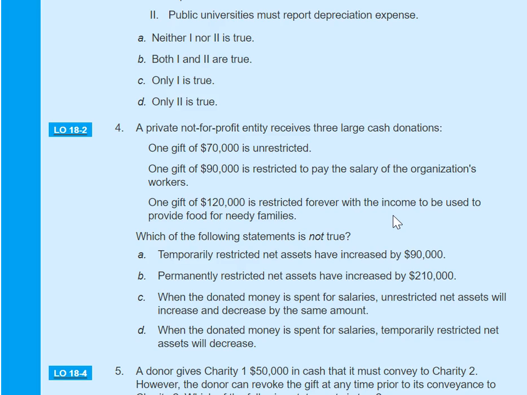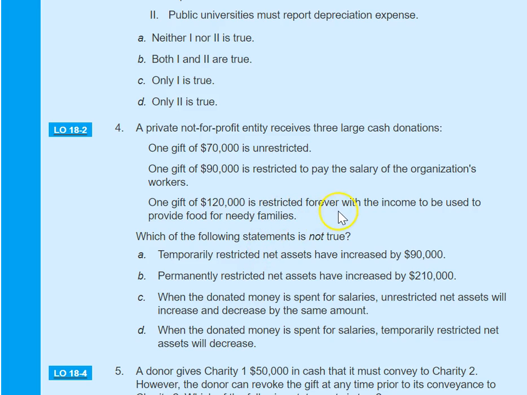Now, which of the statements is not true? We already learned that net assets could be classified into 3 categories: unrestricted, temporarily restricted, and permanently restricted. So the first one is straightforward. It's unrestricted. The donors, the persons who provided the gift, didn't impose any restriction. But for the 2 other cases, those are restricted. And the second one is temporarily restricted, because when they pay the salary to their organizational workers, they will fulfill the condition, and it will be transferred to unrestricted funds, and these restrictions will be removed.